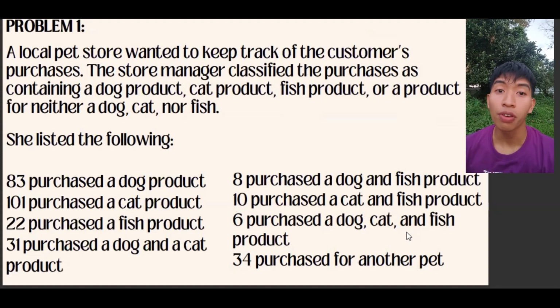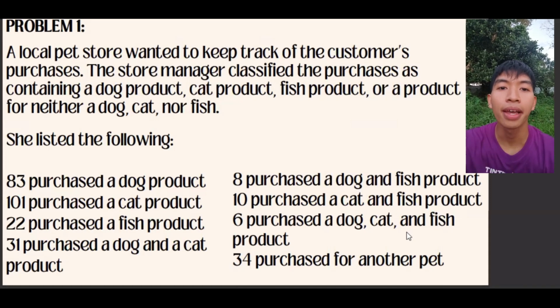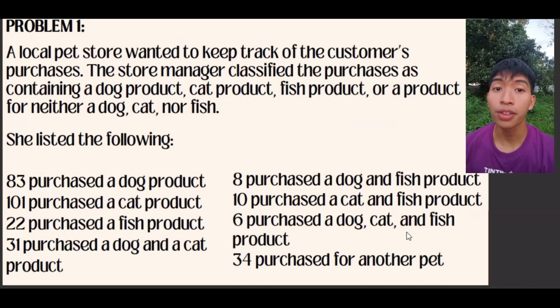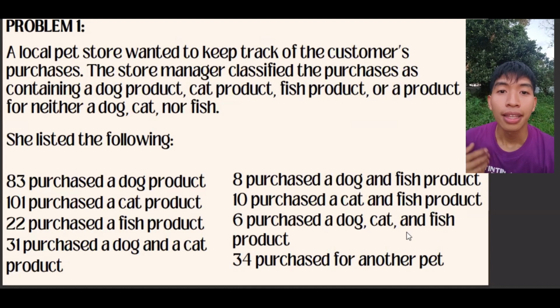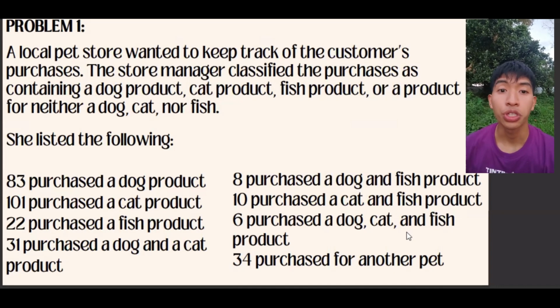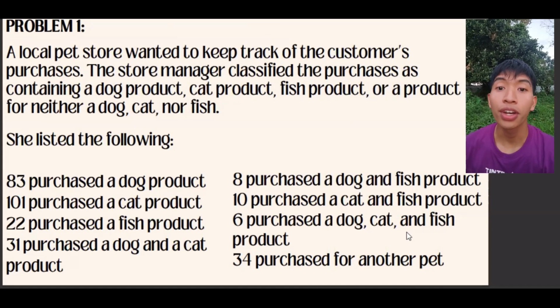83 purchased a dog product, 101 purchased a cat product, 22 purchased a fish product, 31 purchased a dog and a cat product, and 8 purchased a dog and fish product, 10 purchased a cat and fish product, 6 purchased a dog, cat, and fish product, and 34 purchased for another pet. Next slide please.